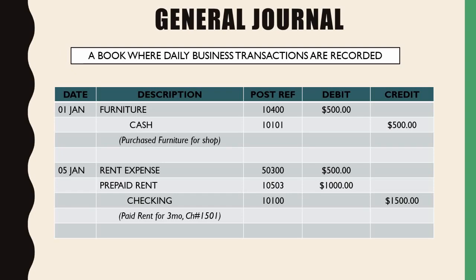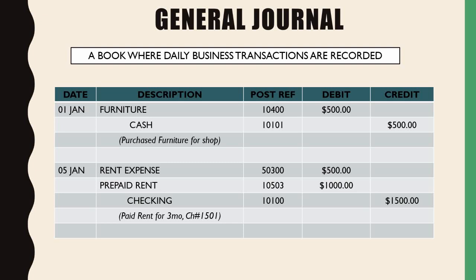All right, so let's talk about the general journal. This is what the general journal will look like. You'll have your transactions here, the situation here, the description, and the date that it's been recorded. You have the account numbers and the associated dollar amounts. So what is the purpose of the general journal? It's a book where you record your daily business transactions.